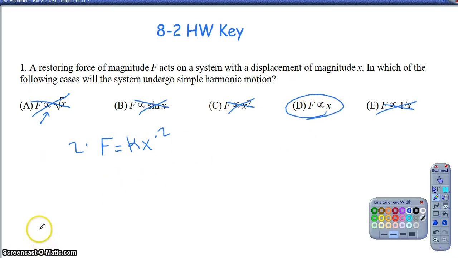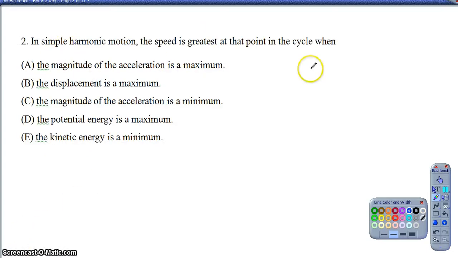So anyway, question 1, a good one to make sure you're comfortable with for the basics of simple harmonic motion. Question 2, I'm sure, is a question that most of you feel very comfortable with at this point, right? When is the speed the greatest? When the magnitude of the acceleration is maximum?